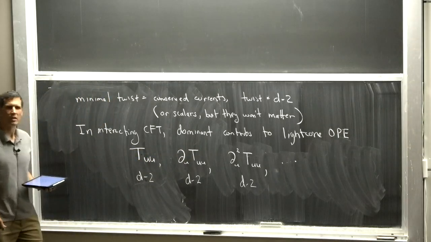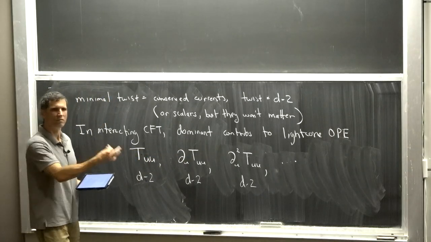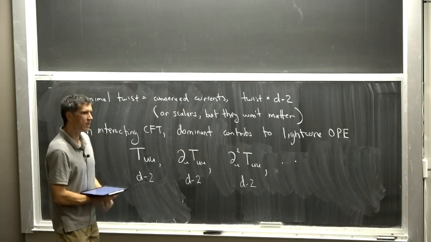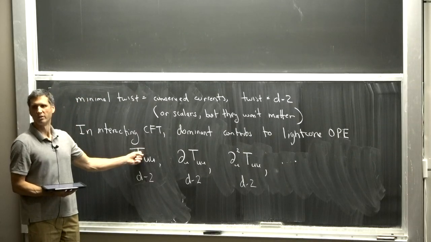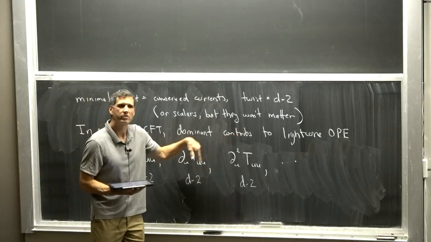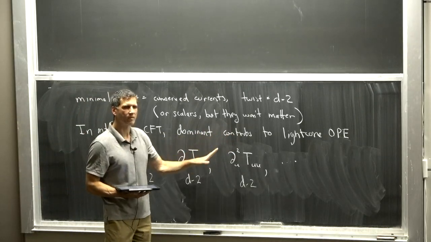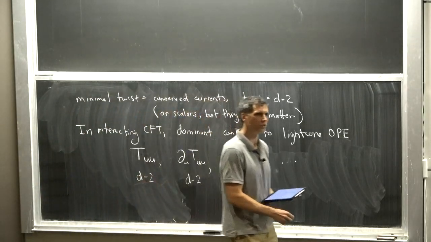It's true that at the end of the day, you can always come back and phrase things in terms of primaries. So in this case, the conclusion is that the stress tensor is the only primary that's important. But I was keeping track of the others because we're also going to have to keep track of these descendants of the stress tensor.